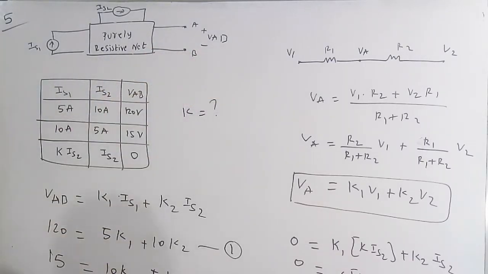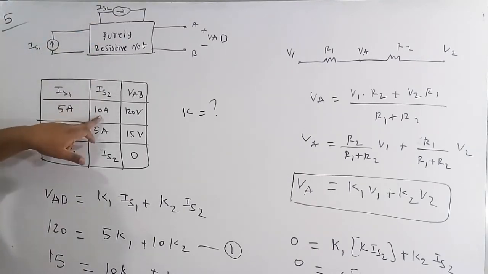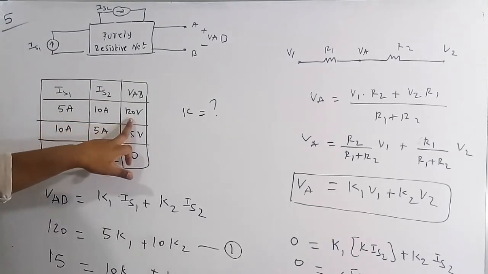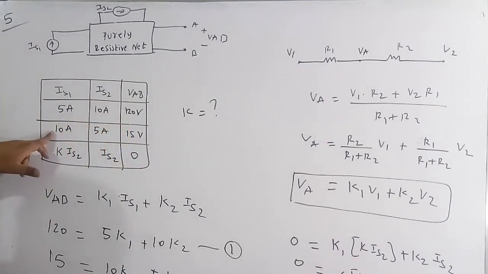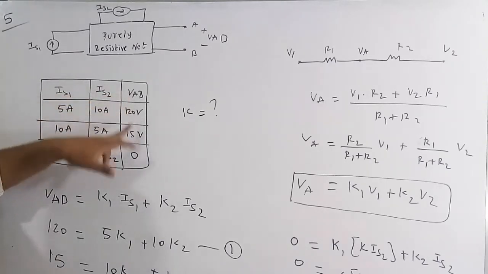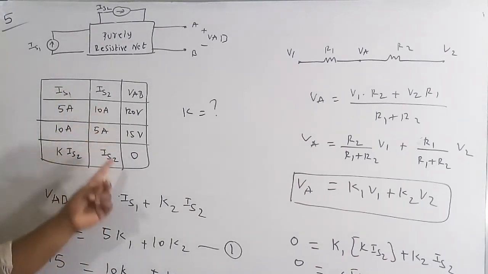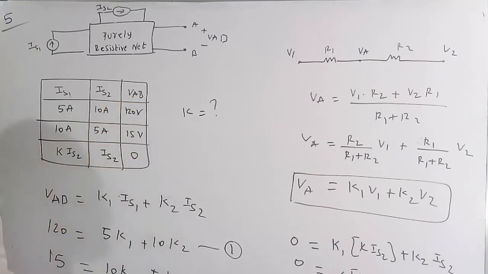In the question they have given that if IS1 is equal to 5 ampere and IS2 is equal to 10 ampere, then we get the output voltage VAB equal to 120 volt. Similarly, if IS1 is equal to 10 ampere and IS2 is equal to 5 ampere, then the voltage VAB is 15 volt. And if IS1 is equal to K times IS2, then the output voltage VAB is equal to 0.